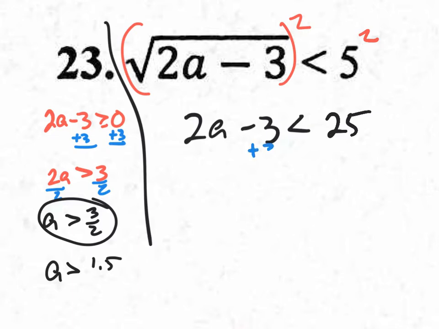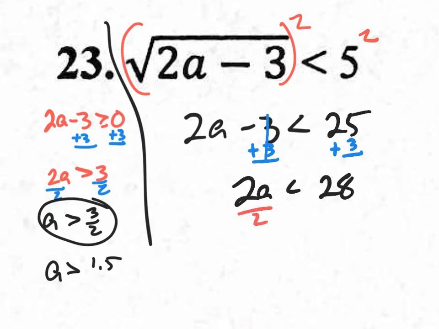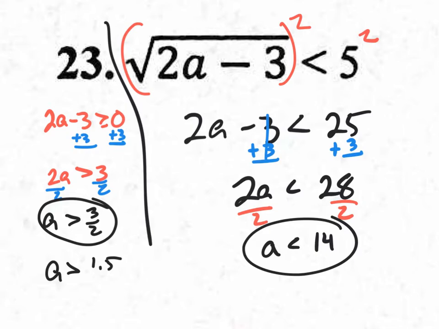Let's get rid of the minus 3 by adding 3 to both sides. We end up with 2a being less than 28. If we divide both sides by 2, we're not dividing by a negative, so you don't have to flip the inequality symbol, it stays. a is less than 14. So let's think about the two answers: a is greater than 1.5 or 3/2, and a is less than 14.